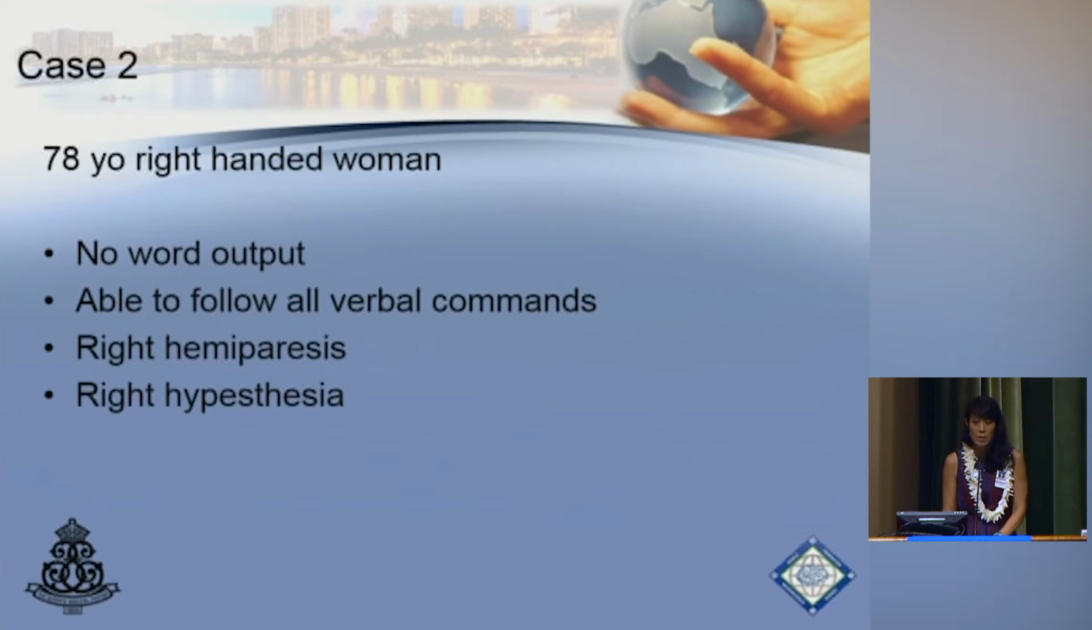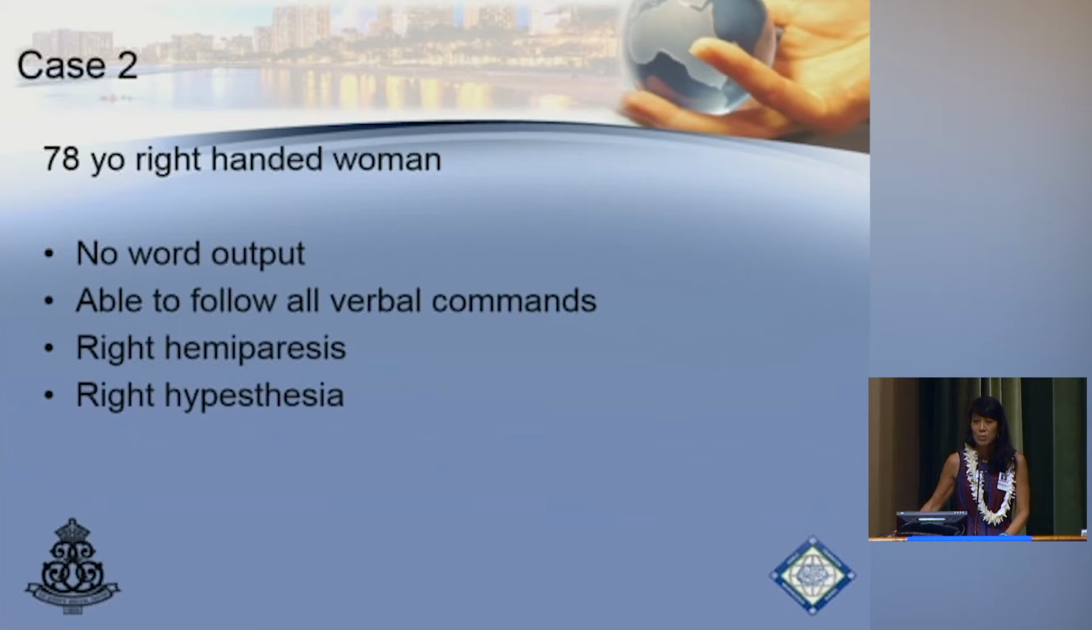So the next is a 78-year-old right-handed woman. So I made it easy again. Dominant hemisphere, no word output. Now, I'm not saying anything. She can understand everything you're saying, follows all verbal commands, and we're not cueing her. We have our hands at her side, and we're asking her to show 2 fingers or to stick out her tongue. She has a right hemiparesis, right hypesthesia.